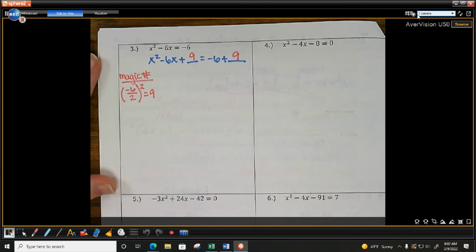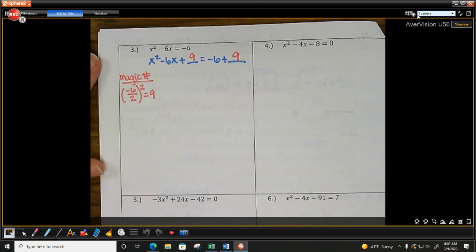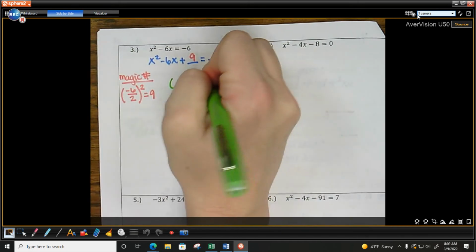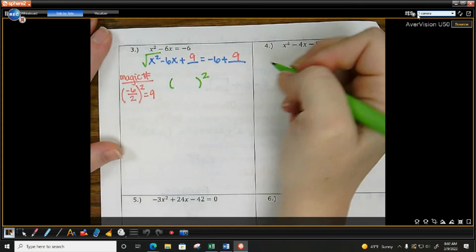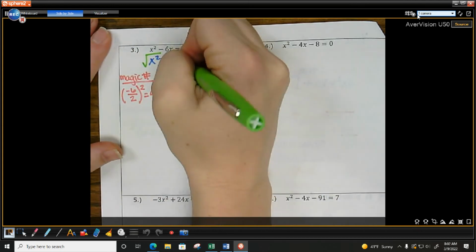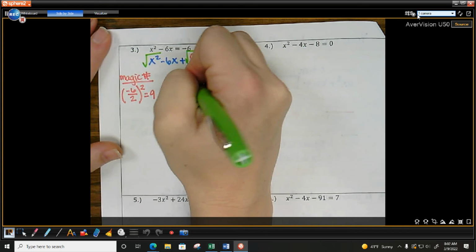Okay, what do we do next? Factor it. Parentheses squared. What's the square root of x squared? What's the square root of 9? Is it a plus or minus? Minus. Equals, what's negative 3 plus 9? 3.